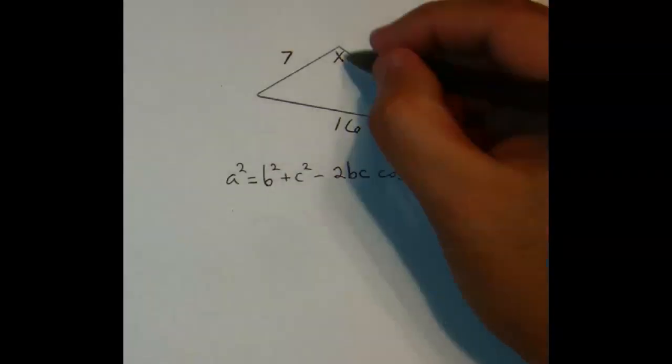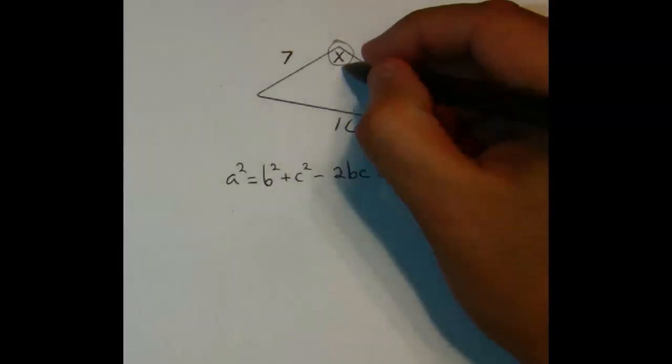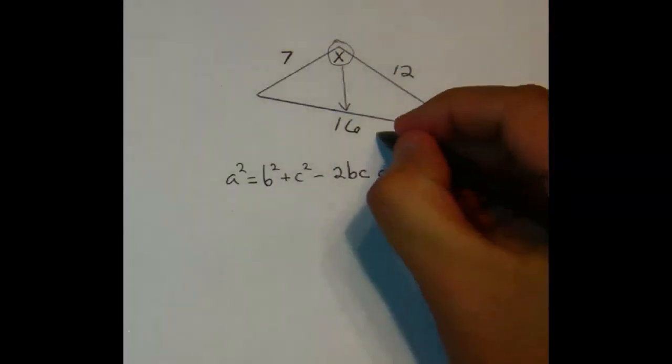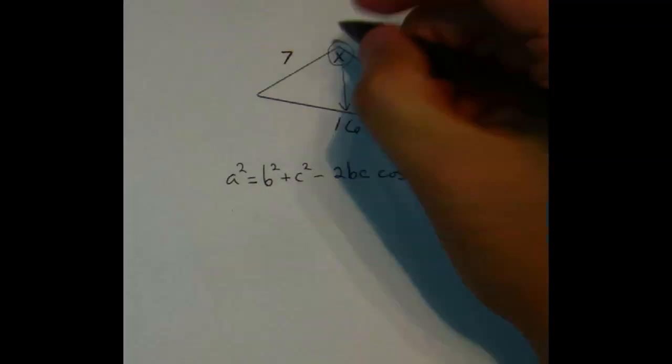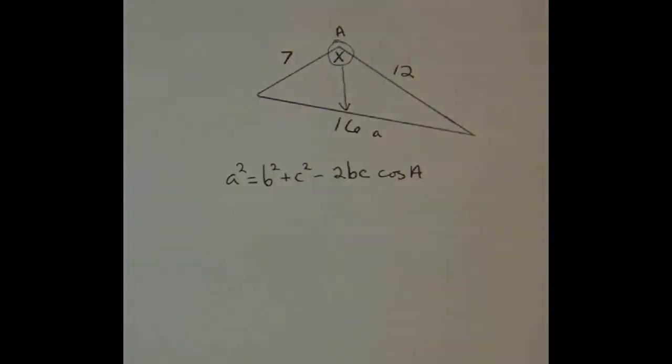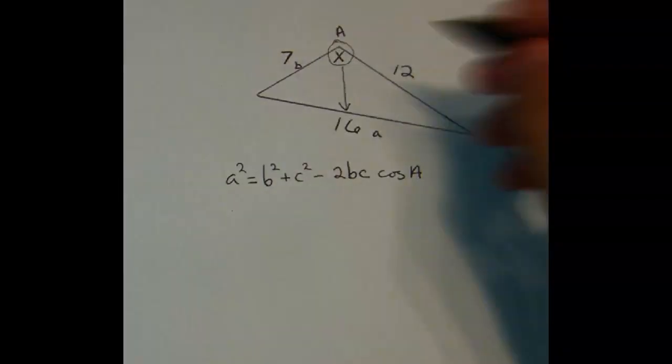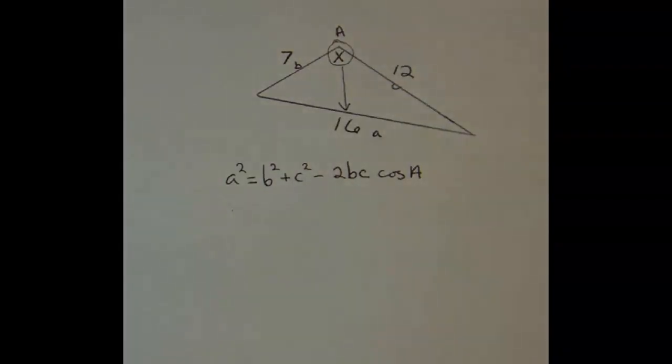So x is the angle, and I look across and I see the number 16. That will be your little a, and of course this will be your uppercase A, or the angle that we're looking for. B and C will be the other two. Which one's B and which one's C really doesn't matter. I always say whatever the smaller one is, we'll call that B and the other one C. Alright, so let's go ahead and plug these numbers in.